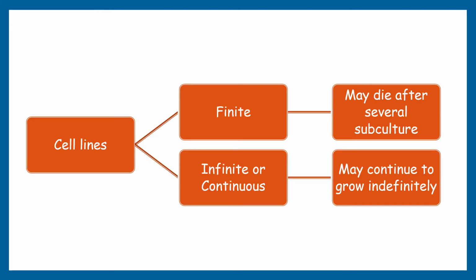Cell lines could be finite, or they could be infinite or continuous cell lines. A finite cell line may die after several subcultures and has a limited lifespan. This is because each time the cells divide, part of the DNA's telomere is lost, and after a certain number of cell divisions, the cells reach their senescence stage when they can no longer divide. An infinite or continuous cell line may continue to grow indefinitely and has an unlimited lifespan. Usually, normal tissues give rise to finite cell lines, while tumors give rise to continuous cell lines.